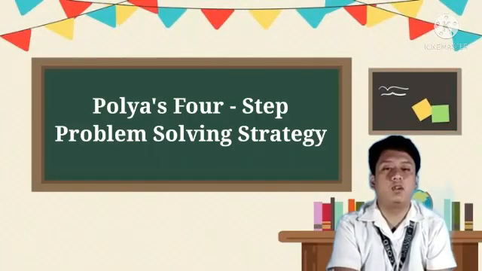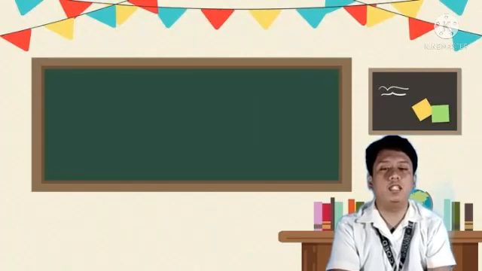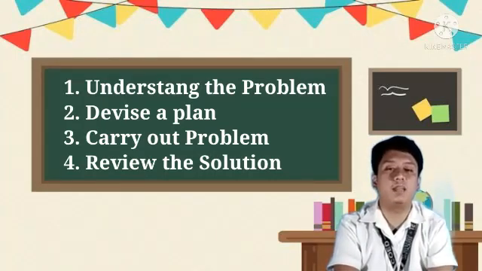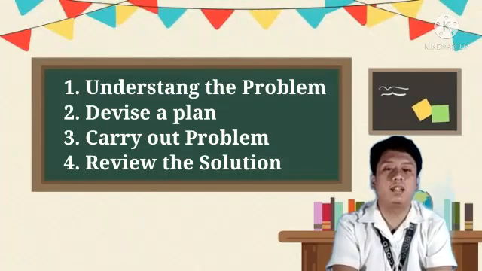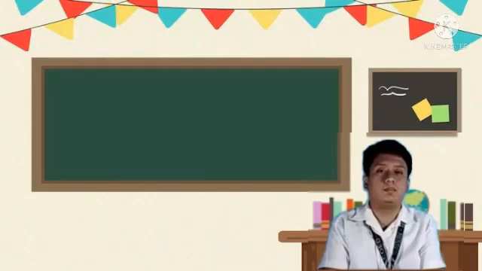There is a problem-solving technique created by George Polya. In using this technique, you should follow the four steps. First, understand the problem. Second, devise a plan. Third, carry out the plan. And fourth, review the solution. This is the example problem. Following the pattern shown in the number sequence, what is the missing number?